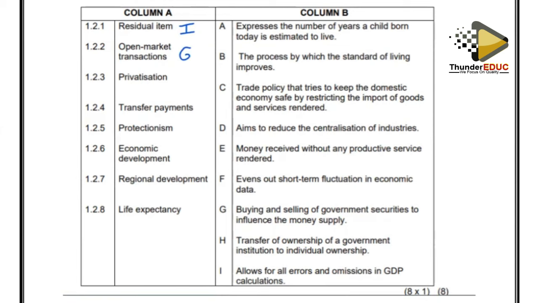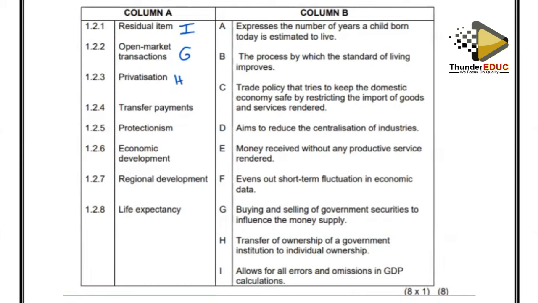Privatization. Remember, privatization is when governmental institutions or public institutions are removed from under the umbrella of the government. They are now going to be placed under the private sector. So when you talk of privatization, all the institutions that were owned by the government are now going to be private. Okay, right. So now the appropriate answer in this regard is transfer of ownership of government institution to individual ownership. So now our appropriate answer is H.